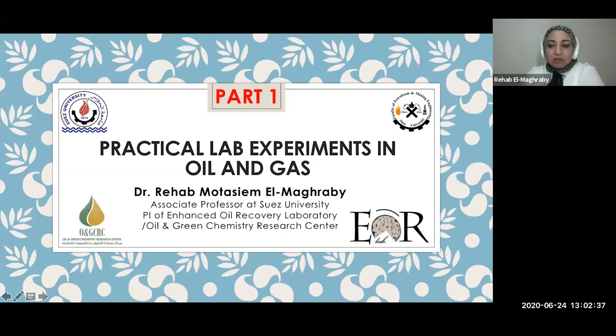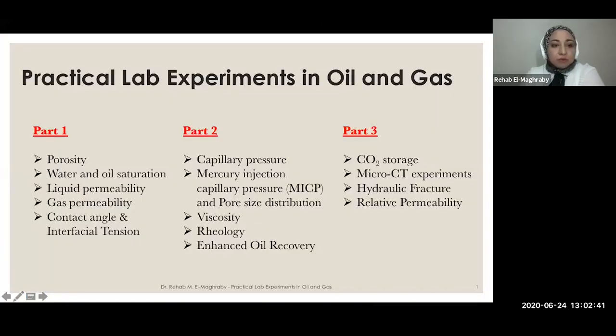Through this session, we will talk about lab experiments: how to calculate and measure porosity, water and oil saturation, liquid and gas permeability, contact angle, and interfacial tension for today. There should be another session where we go through more advanced lab experiments, such as how to conduct an enhanced oil recovery experiment, how to measure capillary pressure and viscosity, and so on. It is displayed on the monitor in front of you.